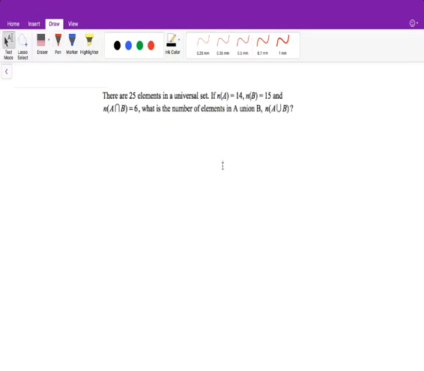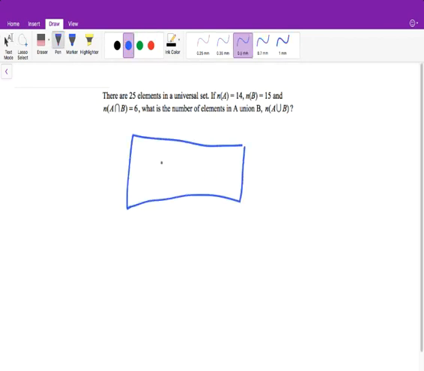All right, so for this one, it says there are 25 elements in a universal set. If the number of elements in set A is 14, and the number of elements in set B is 15, and the number of elements in A intersection B is 6, what are the number of elements in A union B? So in A or B. So first thing, if you want to solve for this, is we should draw our Venn diagram. Whenever you're answering these on your test, you'll be provided with your Venn diagrams, and you must complete them.